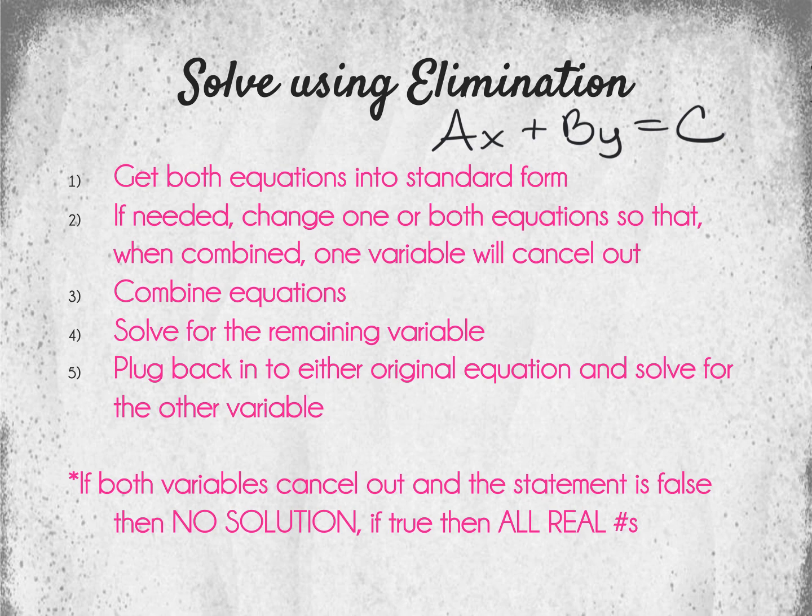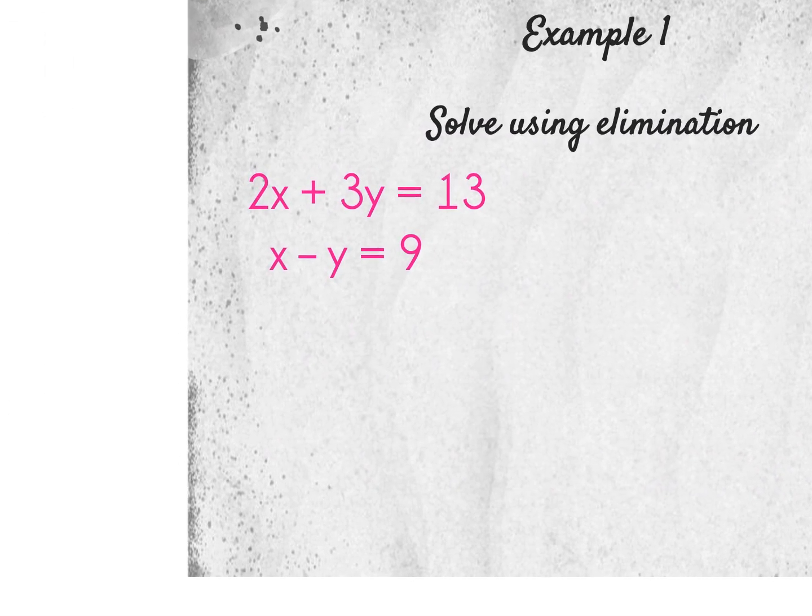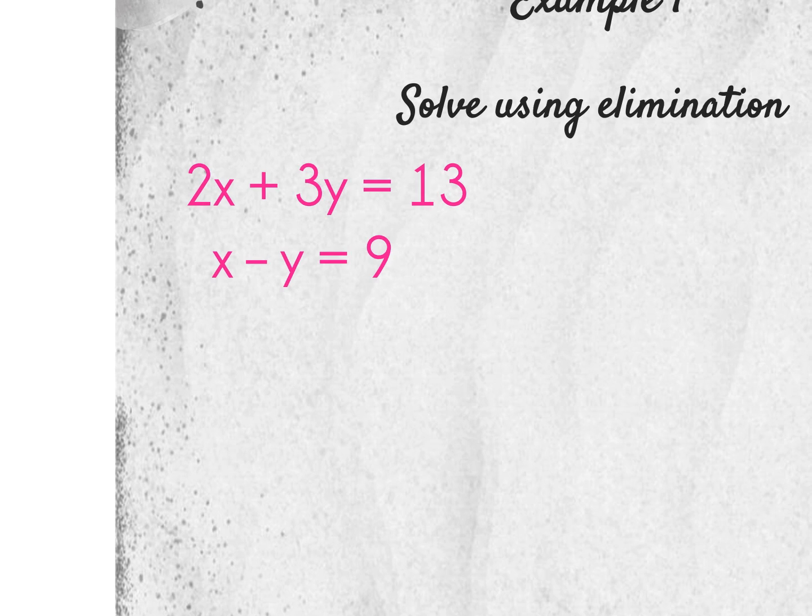So let's try and do 4 examples. My first one, here is my system. Notice they're both in standard form. I have my x's lined up, my y's, and my constants. However, looking at it, I do not have the same number in front of my x's or the same number with an opposite sign in front of my y's.